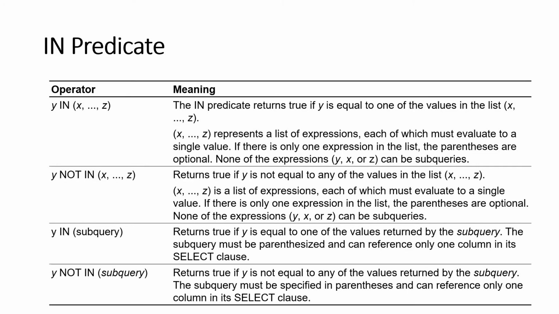Now we have the in predicate. If we have an operator like y in x to z, it means the y predicate should be equal to anything inside this series. The in predicate returns true if y is equal to one of the values in the list. It returns true for not in if it is not in this list. Y in subquery returns true if y is equal to some value returned by this subquery, and the same is with not in.